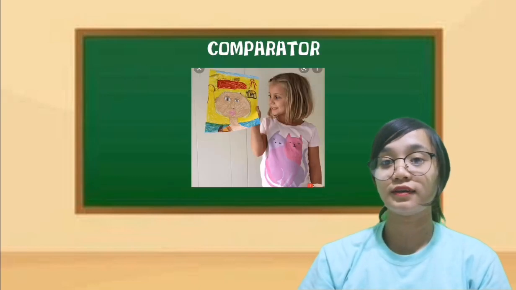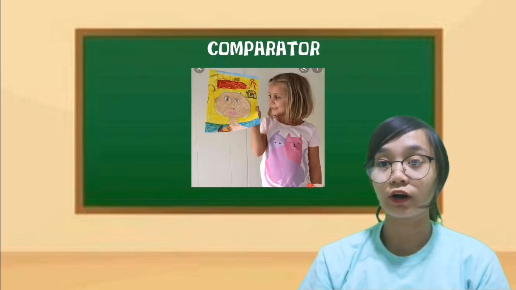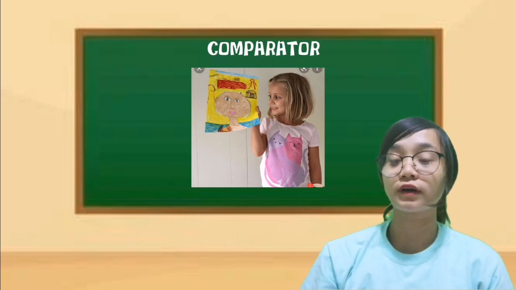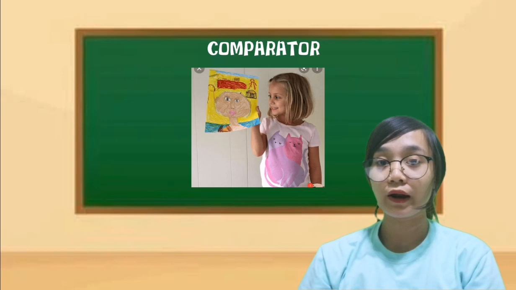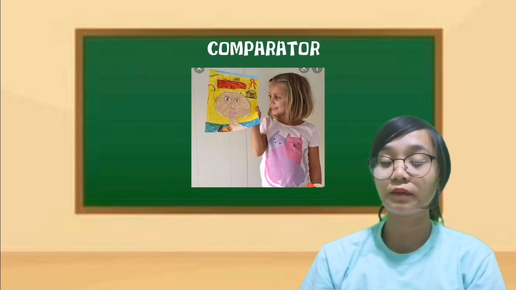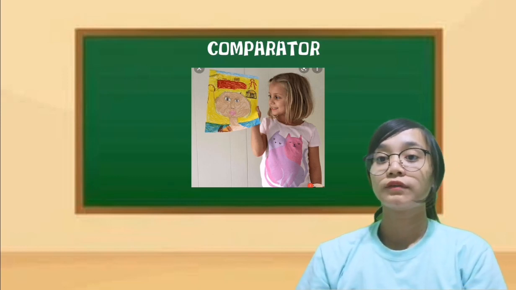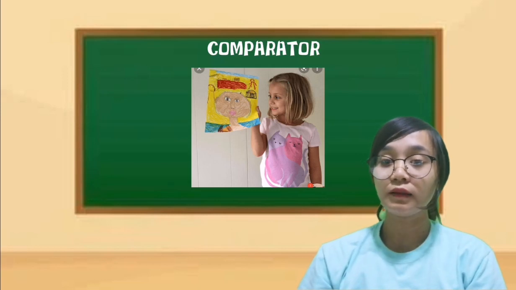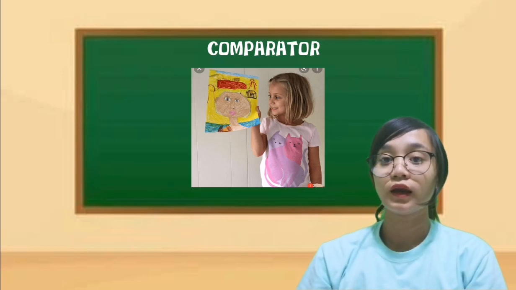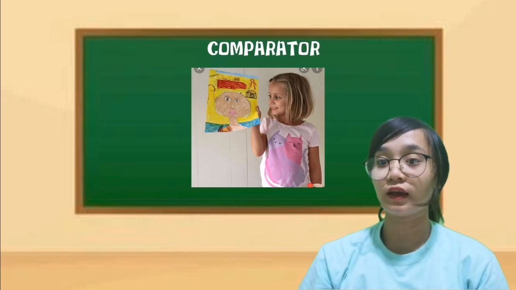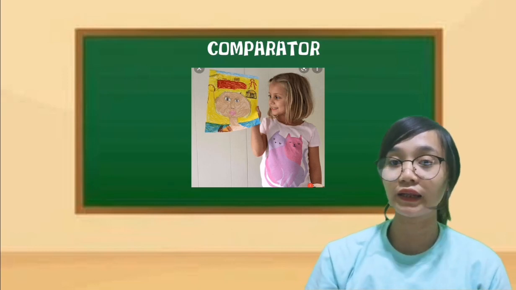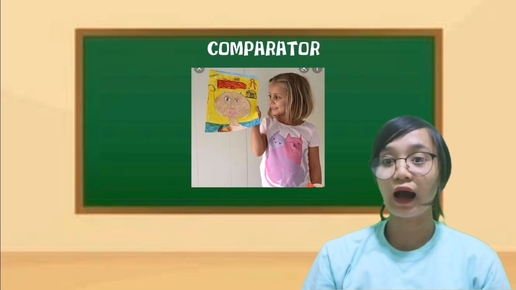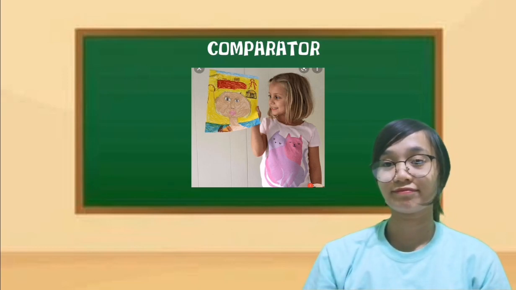The last one is the comparator. The function of the comparator in this scenario is to compare whether what the executive, effector, and feedback did was compatible or correct. In short, here we can see if the child did correctly what he had in mind and the action he did. That's all.